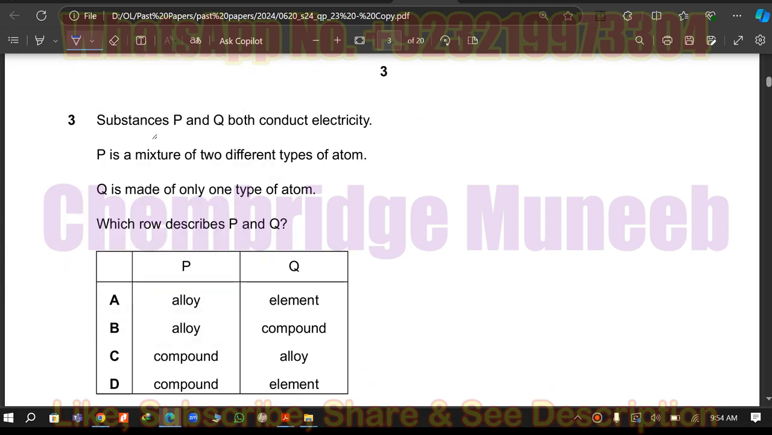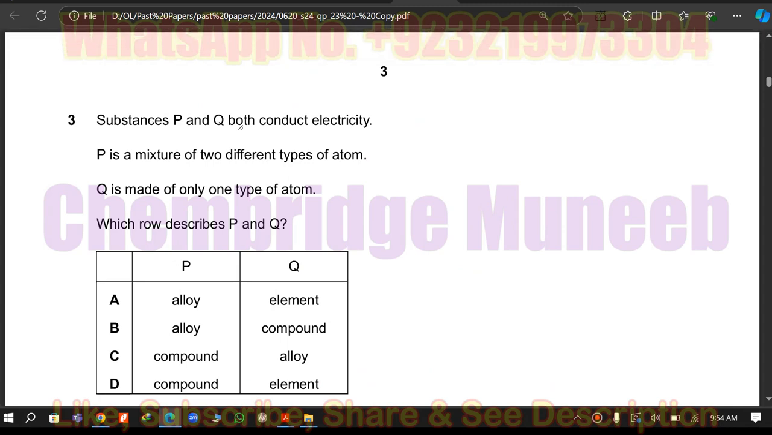it states substances P and Q both conduct electricity. P is a mixture of 2 different types of atoms, and Q is made of only one type of atom. Then we have to match this information with the table provided.